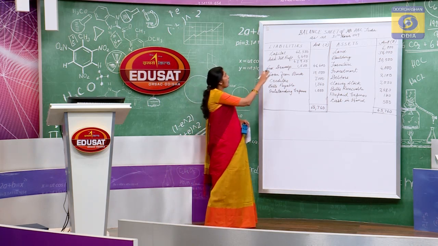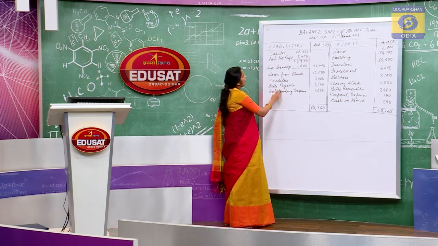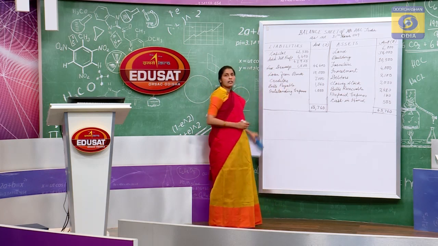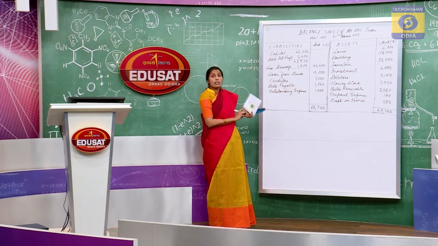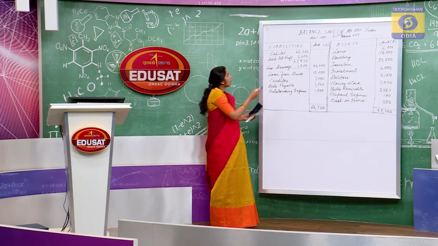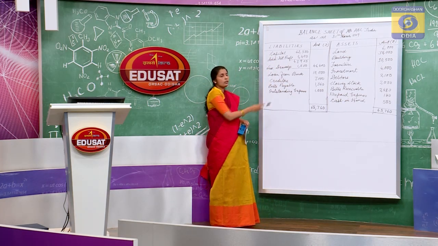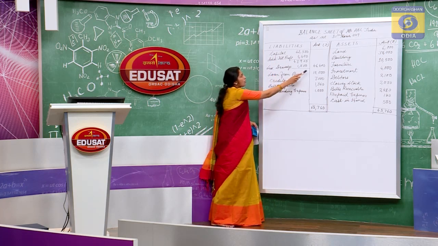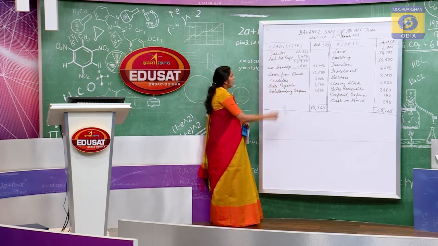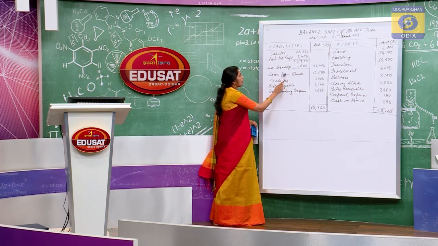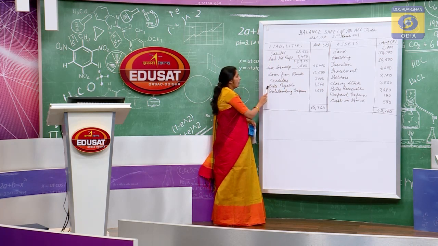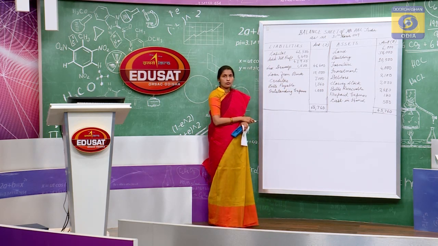Then we chalked out the format. On the left hand side we have the liabilities, and on the right hand side we have the assets. First we move on to the liabilities side, that is capital. We added net profit, then we deducted the drawings and took it to the outer column. Then the other liabilities: loan from bank, creditors, bills payable, outstanding expenses.